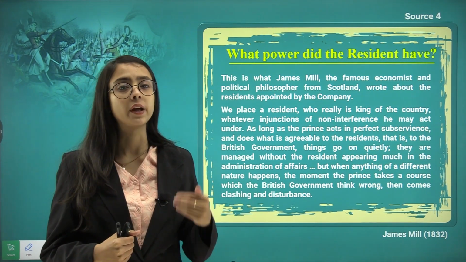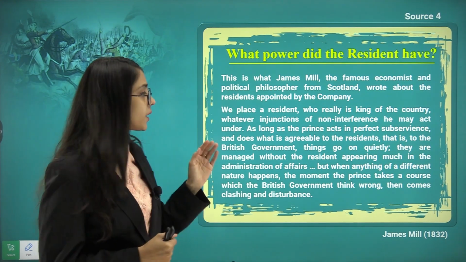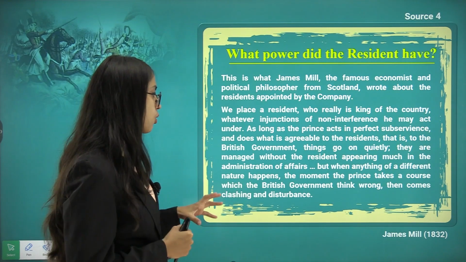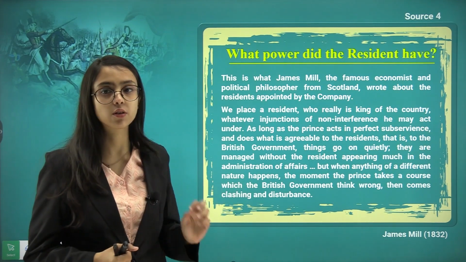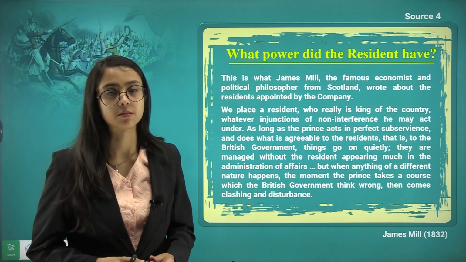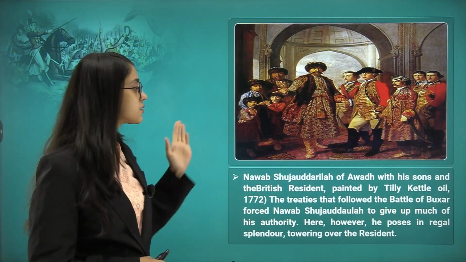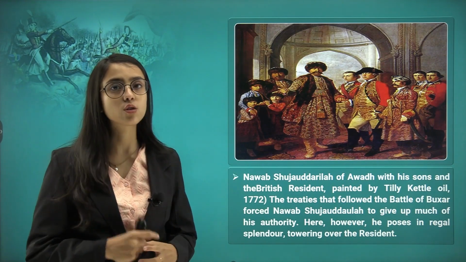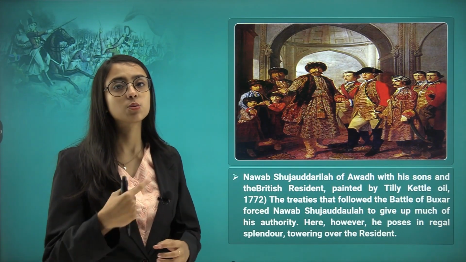But what about when they did not comply? When anything of a different nature happens, the moment the prince takes a course which the British government does not favor or does not want, then come the clashes and disturbances. Here is a picture of Nawab Shuja-ud-Daulah of Awadh, who was forced to give half of his territory to the Britishers.